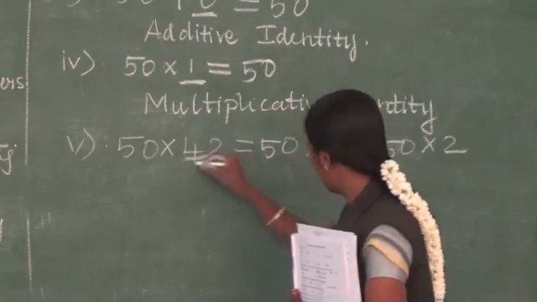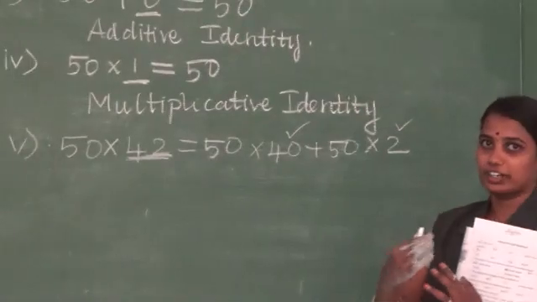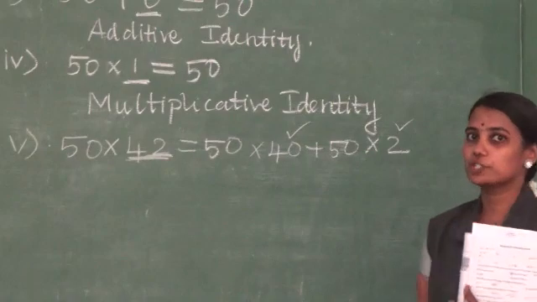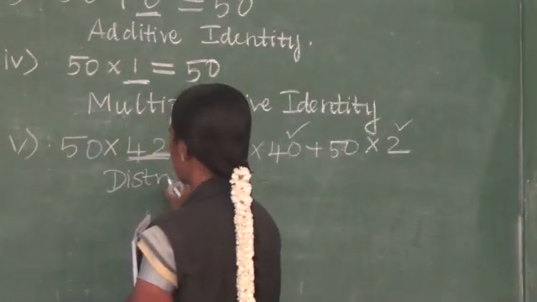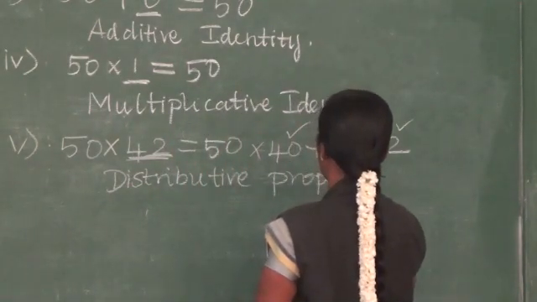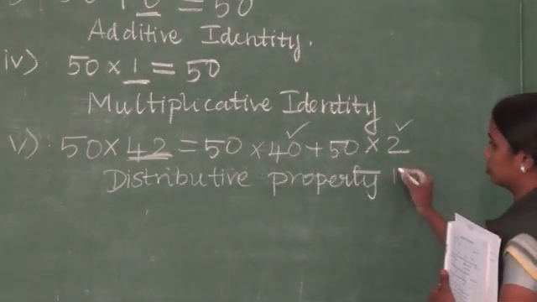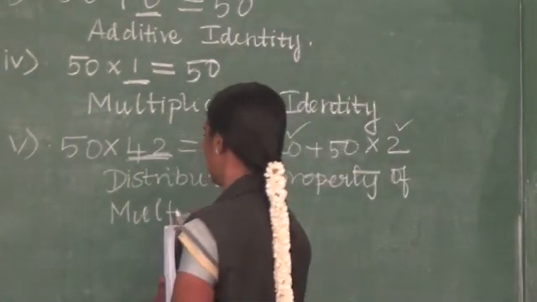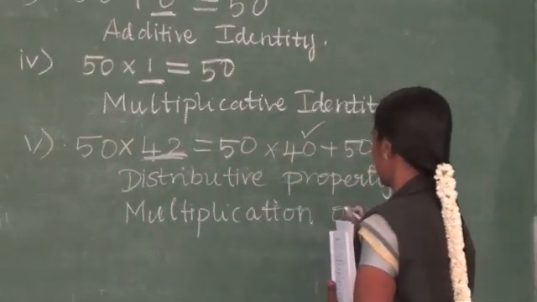The 42 they expanded as 40 and 2. So the 42 is distributed as 40 plus 2. So which property is it? Distributive property. Two signs we have, multiplication and addition. So distributive property of multiplication over addition.